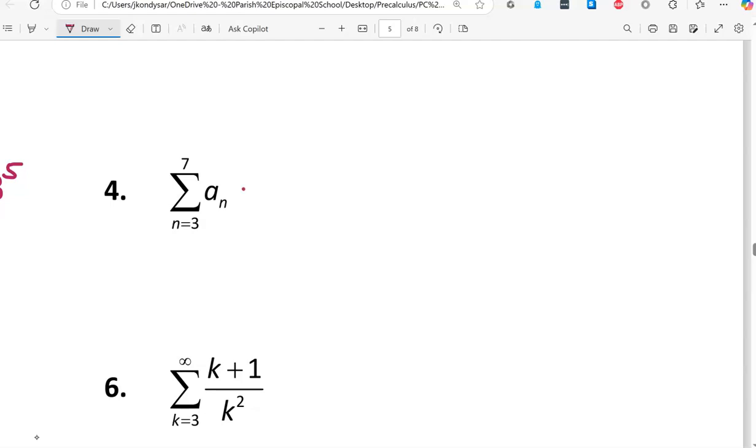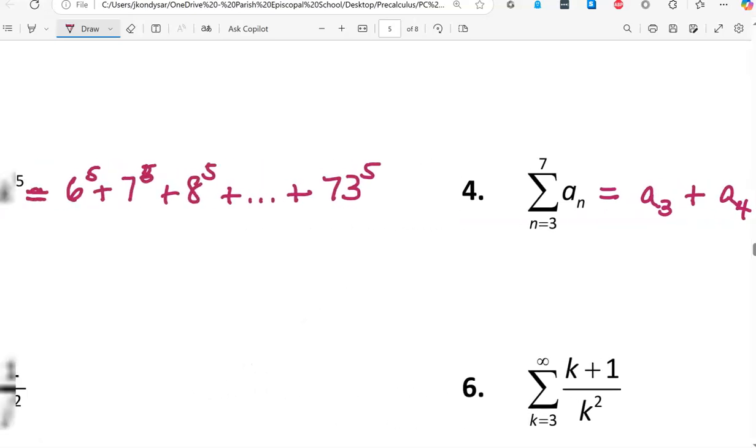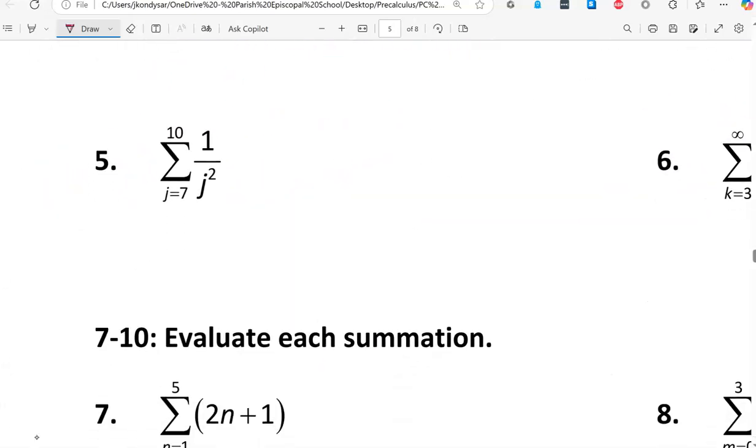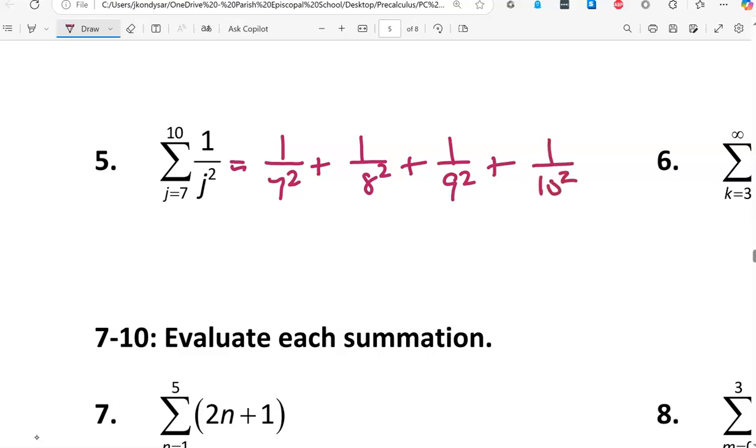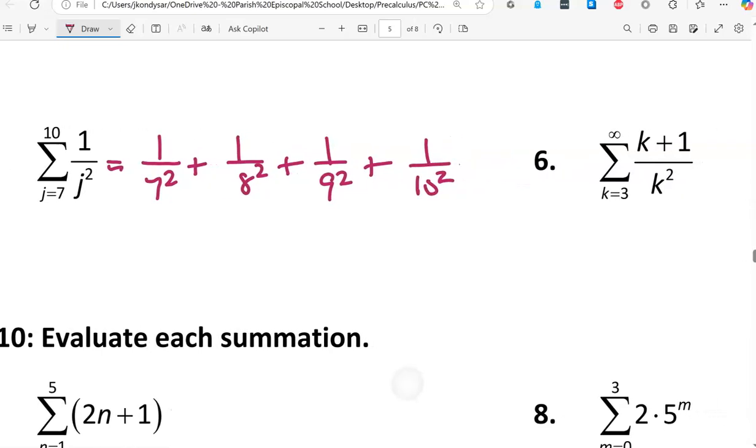In 4, we have the summation of a sub n as n goes from 3 to 7. So replace n with 3 to start with, and then add, replace n with 4, with 5, with 6, and with 7, and we're summing them all. In number 5, j goes from 7 to 10, so the first term is 1 over 7 squared, second is 1 over 8 squared, third term is 1 over 9 squared, and the last term is 1 over 10 squared, and we're adding them all together.